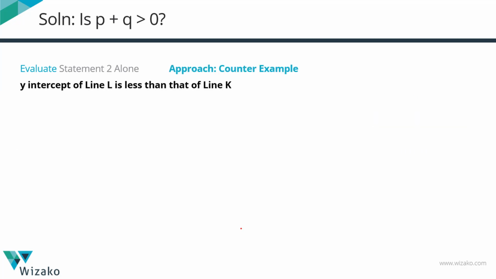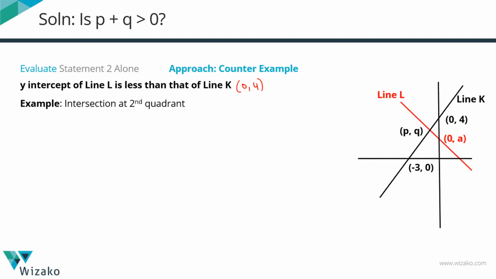This statement talks about the y-intercept. The y-intercept of line L is less than that of K. What is the y-intercept of line K? We found that to be equal to (0, 4). Let's quickly run through how it is. This is the y-intercept of line K.